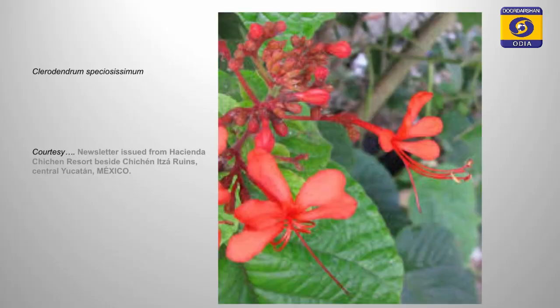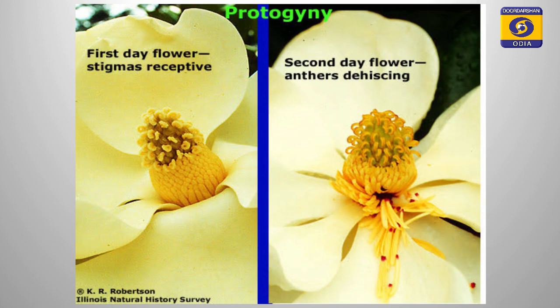In the picture, this is a protandrous condition where clerodendrum is the plant, and here the male part matures first. This is another picture where we can see the protogynous condition. First, the female part matures and the stigma becomes receptive, and on the second day the anthers become mature and dehiscence of anthers occurs. So, in both these conditions, the protandrous condition and the protogynous condition, the chances of cross pollination become more.